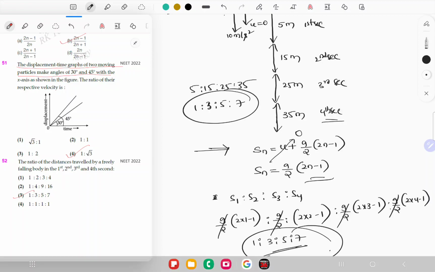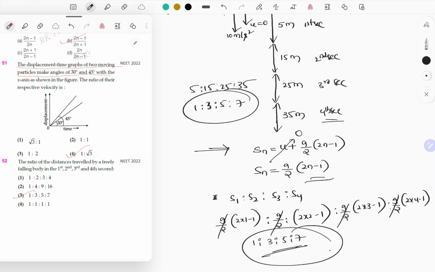This is how we have to solve numericals based on motion in a straight line.